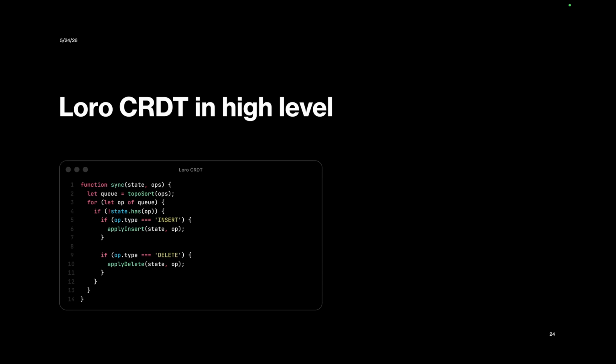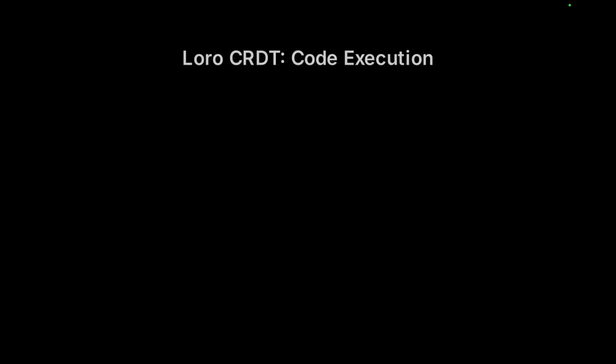Here we have a function called sync that applies a bunch of operations on our state. At first, we topologically sort the operations to ensure that the dependencies of each operation are fulfilled before the operation is applied. After sorting the operations, we go through each of them, ensure that they are not duplicates, and then we apply them on our state. Let's take a look at an animation to be more clear.